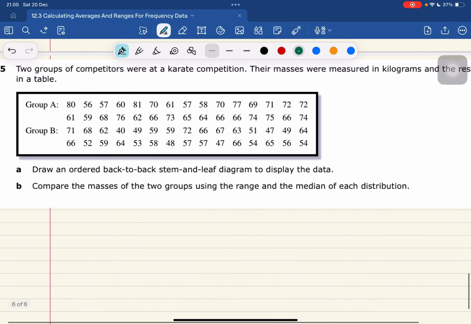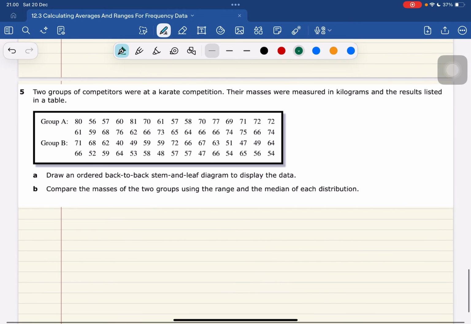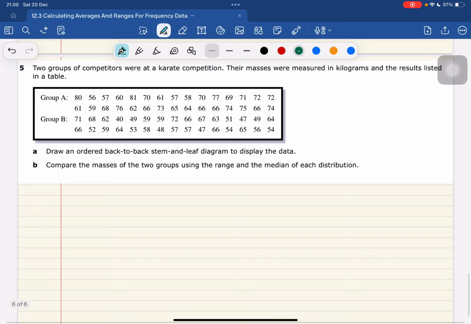Okay, two groups of competitors were at a karate competition. They measured in kilograms. The results are listed. We need to draw a back-to-back stem and leaf diagram to display the data. So I will write here group A, leaf, and this is the stem, the middle, and here is for group B, leaf.